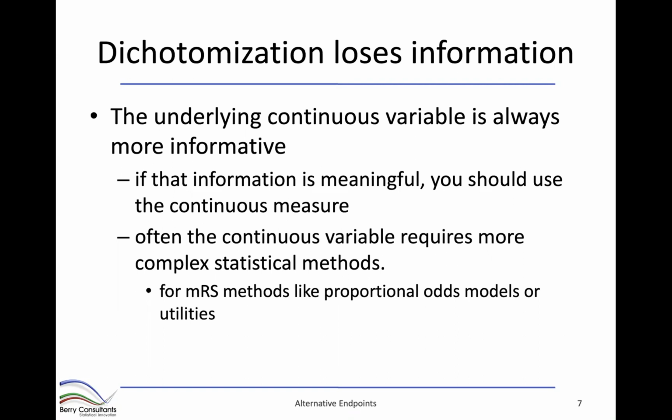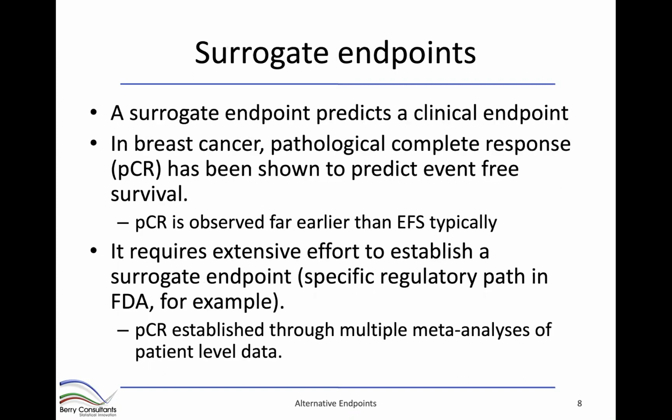The other thing that happens is continuous variables often do require more complex statistical methods. It's very easy to analyze the proportion of patients who are 0s, 1s, or 2s, a straightforward rate calculation. Whereas using the underlying ordinal MRS scale requires methods like proportional odds or utilities in order to analyze. But given the extra information, it's worth considering using the continuous measure.